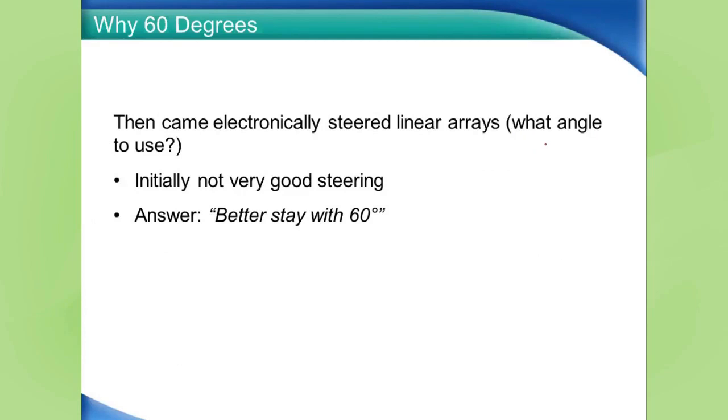Then came electronically steered transducers, where we had these large linear arrays, and we could steer electronically at different angles. And the question came up, what angle should we use? And the answer was, well, since we've done all the correlative studies at 60 degrees, we probably should stay there.